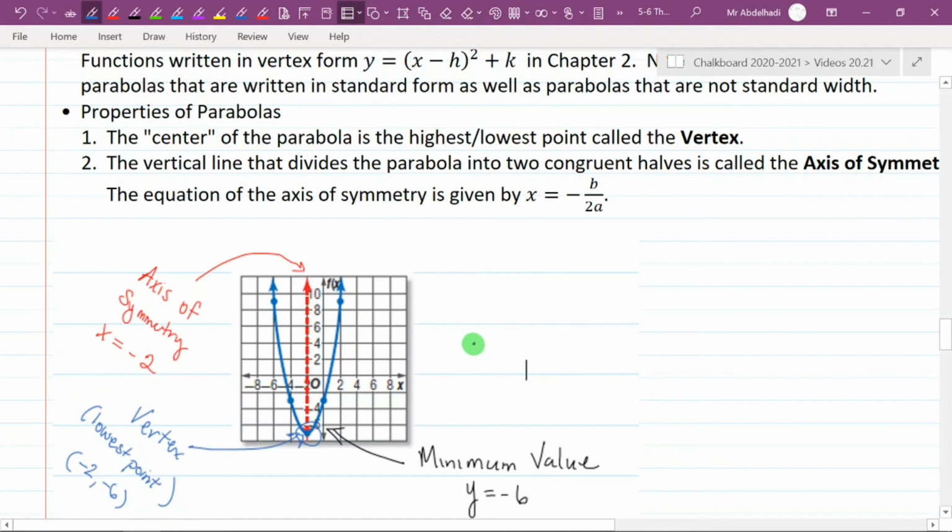Because it's a symmetrical shape, if you fold it in half on this dotted line here, it'll fold onto itself. So that line where you fold it is called the axis of symmetry. We can figure out where the axis of symmetry is, and that will help us make a table to graph it. That's what we're going to do in this lesson.